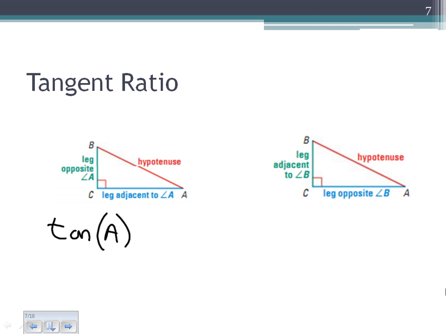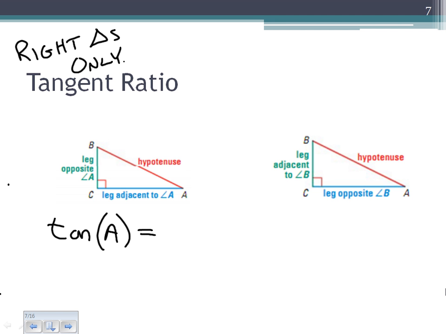SOH-CAH-TOA only works for right triangles. So this only works for right triangles only. Okay? You can use it for non-right triangles, but it's just a little different, okay? For our class, we're going to focus only on right triangles. When you get to pre-calc, or algebra 2, excuse me, you'll use it with non-right triangles. Okay? So the tangent of A.